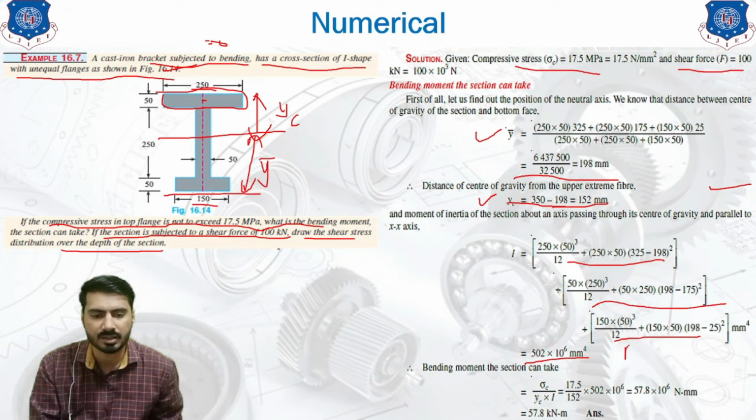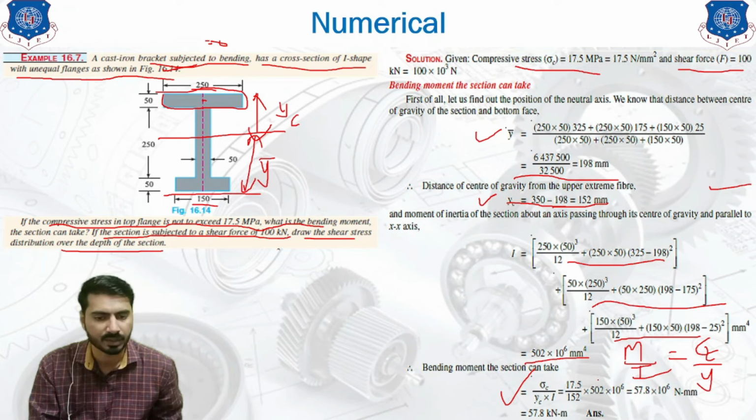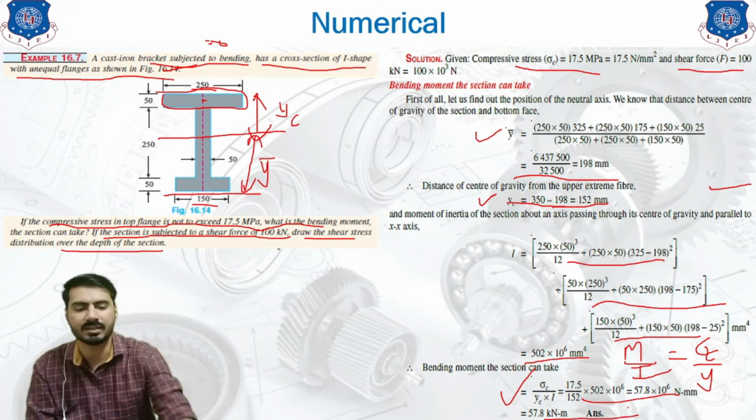We know the equation, that is M by I equals sigma C by YC. This is the basic equation. So if you make M the subject, then you will get this equation: M equals sigma C upon YC into I. Then you will get the final answer of the bending moment in terms of 57.8 into 10 raised to 6. So this is our bending moment that has been asked in our question.